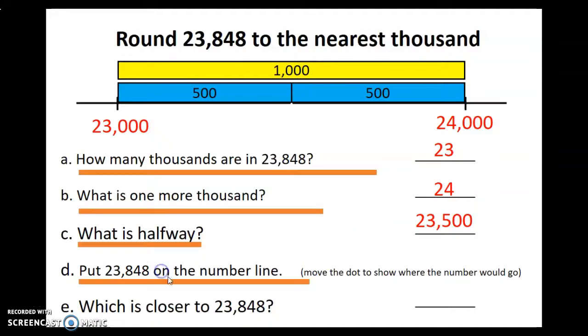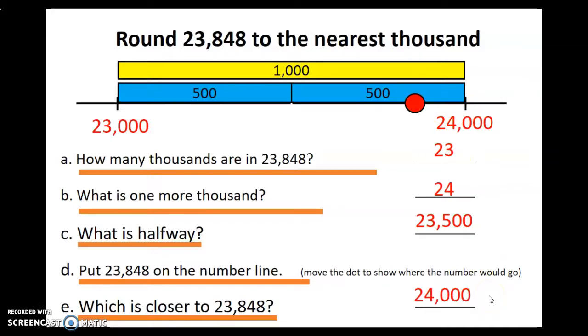Now let's put 23,848 on the number line. Way down here, this is 23,500. 23,800 is going to be past that. So which is 23,800 closer to? 23,000 or 24,000? You're right, it's closer to 24,000.